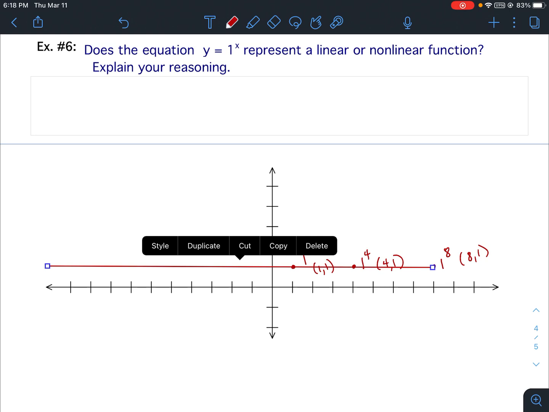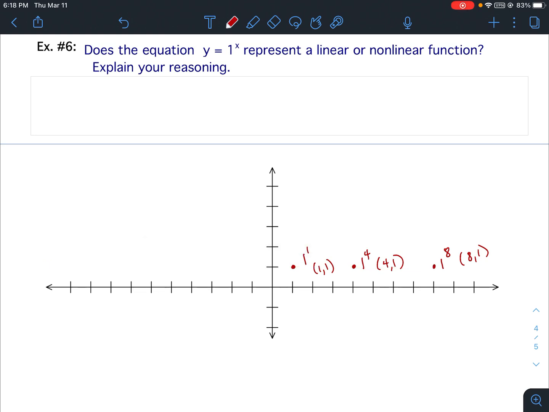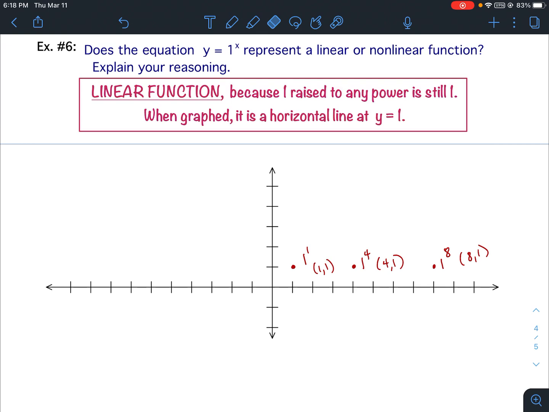Is that a linear or nonlinear function? That would be a linear function. So this is one of the times where having an exponential function is linear. So this is a trick question. It is a linear function because 1 raised to any power is still 1. So when graphed, it is the horizontal line at y equals 1.